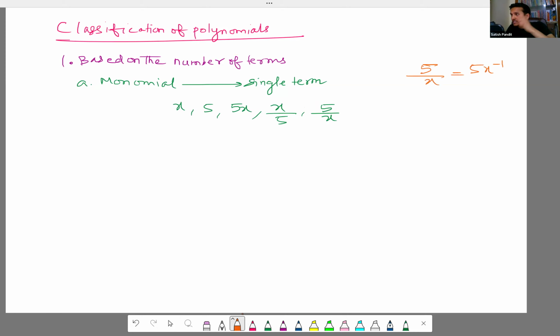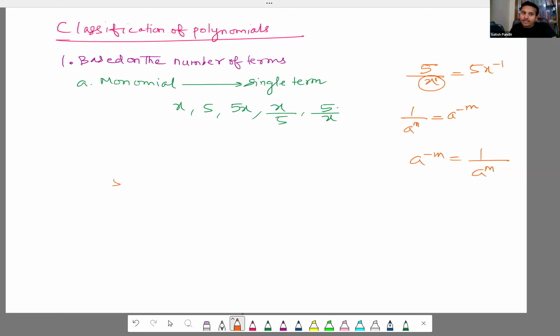See, in laws of exponents, if you have studied 9th standard exponents, right? You have learned if I have 1 by a to the power m, if it goes to the top, it will become a to the power minus m. And if I have a to the power minus m, if it goes to the bottom, it will become plus. So if you take it to the top or bottom, the sign will change basically. So here x has power 1, and if it goes to the top, it will become minus 1, right? So 5 by x, I can write as 5 into x to the power minus 1. And the power of the variable, minus 1, is not a whole number.